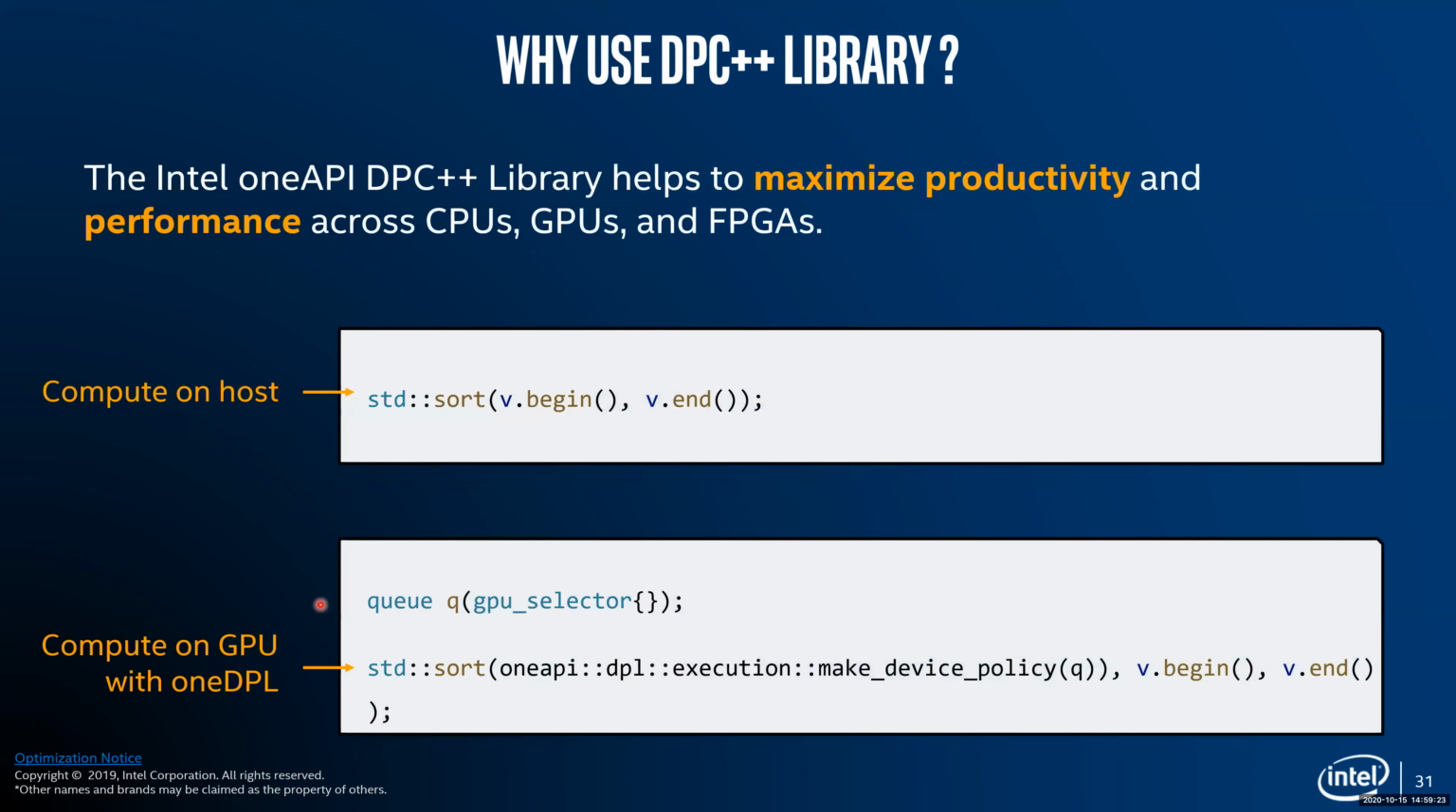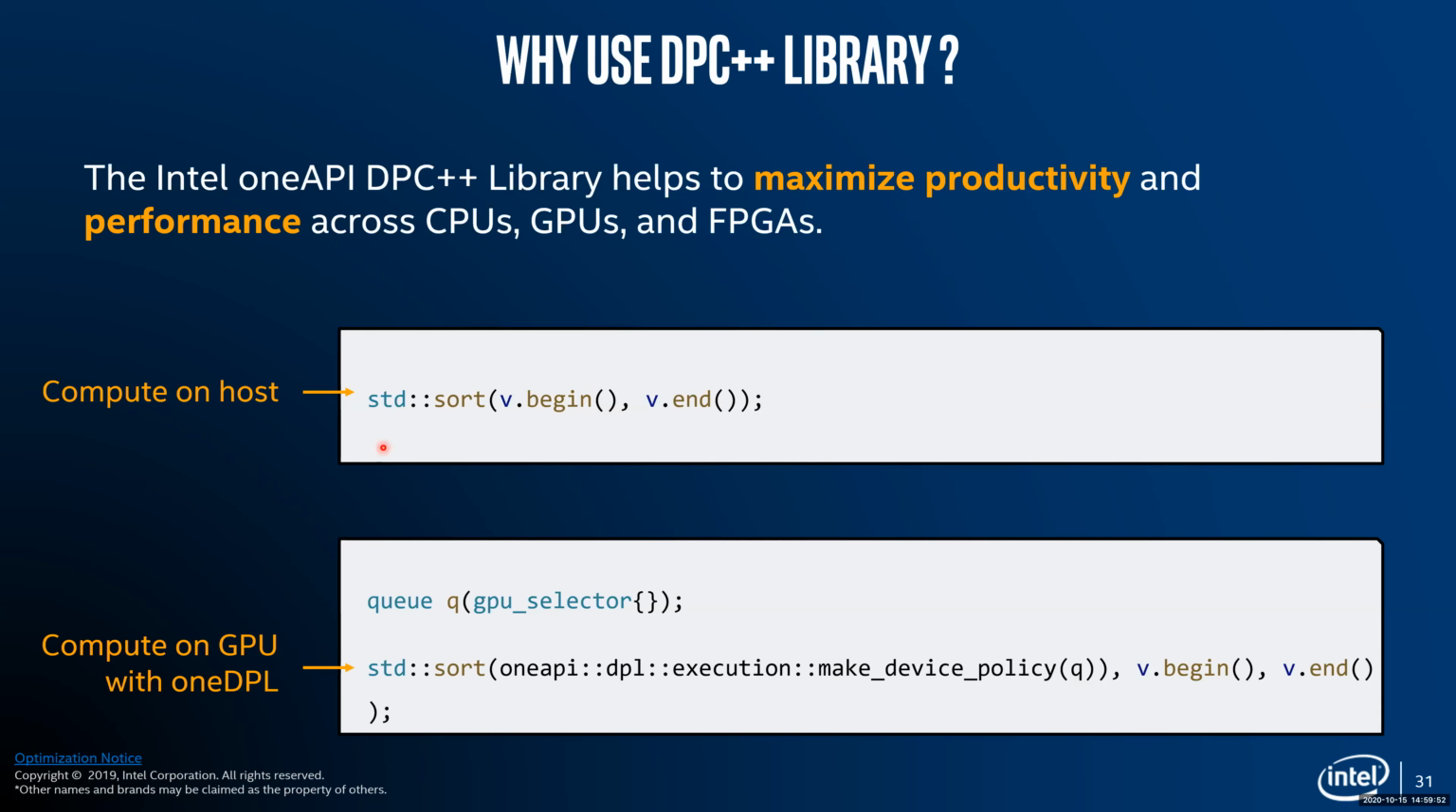So let's look at a simple example, right? We will look at how it maximizes productivity and performance on heterogeneous devices. So let's say if you want to compute on the host, a simple compute like sorting a vector, we would use something like this, sort, and then we use v.begin and v.end, right?